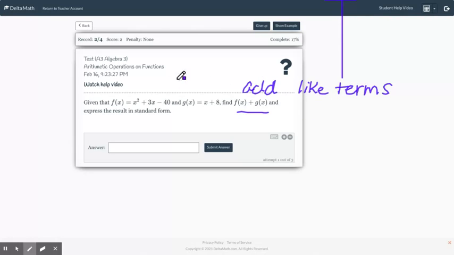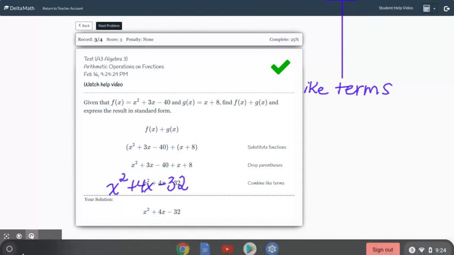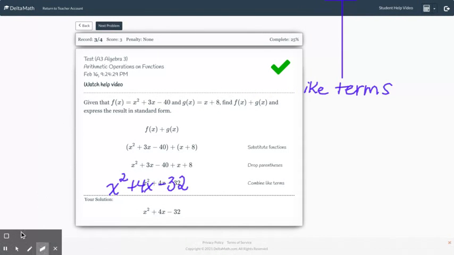So I'll add like terms. So x squared plus, there's no other x squared to be found, so I'll just have x squared. Then a like term with 3x plus x is plus 4x. And then negative 40 plus 8 is negative 32. So I'll enter this and check. So check. Correct. Yay. All right. And then now we need to look at some division problems.